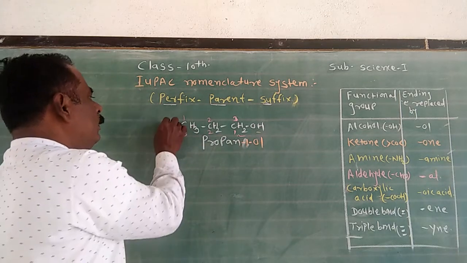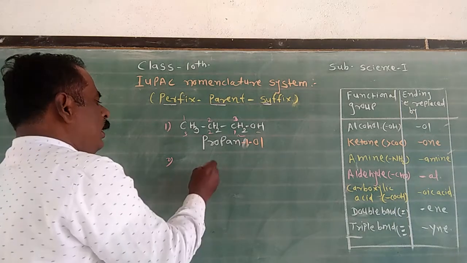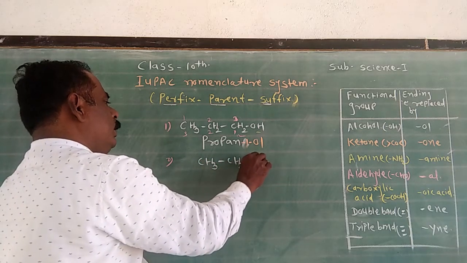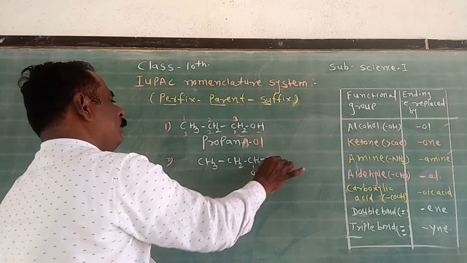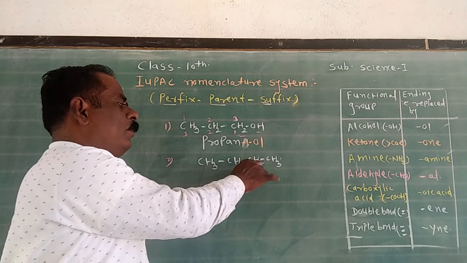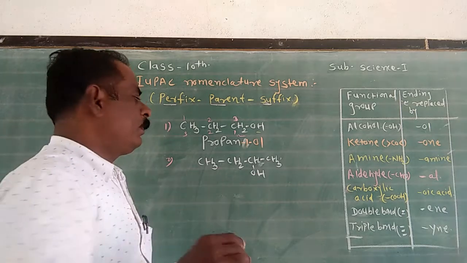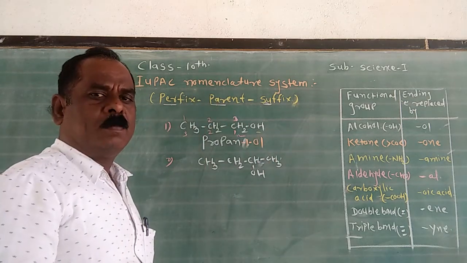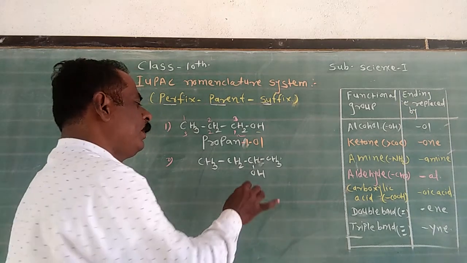Like this, write the second example: CH3, CH2, CH2, CH, OH, CH3. How will you write the IUPAC name of this compound? What is the first step? Count the number of carbon atoms present in the chain. First count 1, 2, 3, 4. Four carbon atoms are present. Then what is the parent name? The parent name means the alkane name: butane.